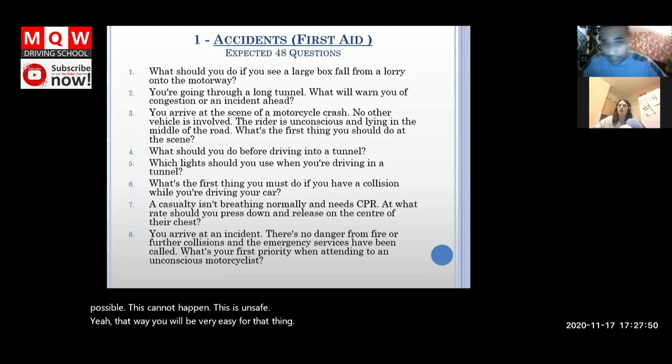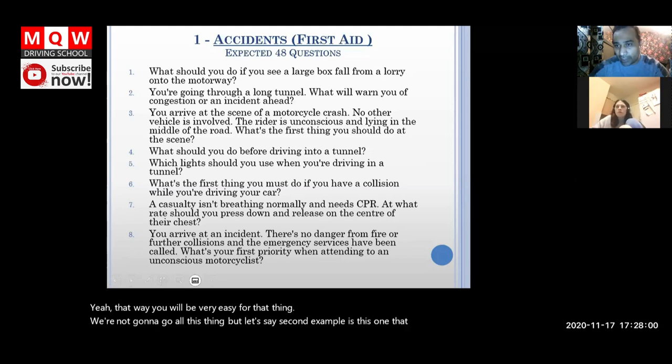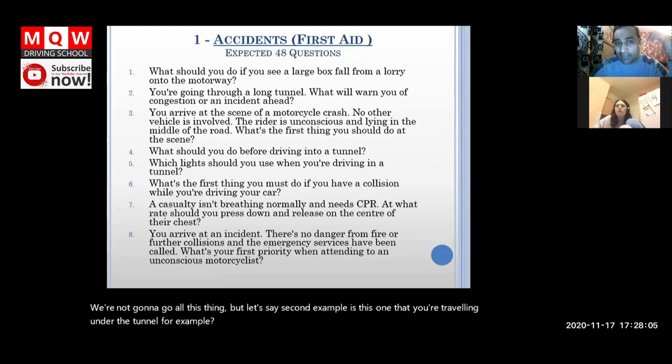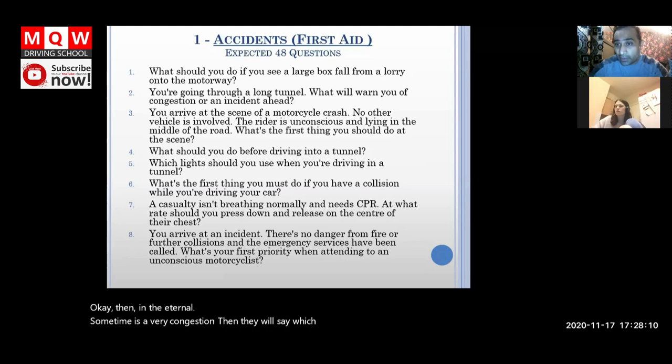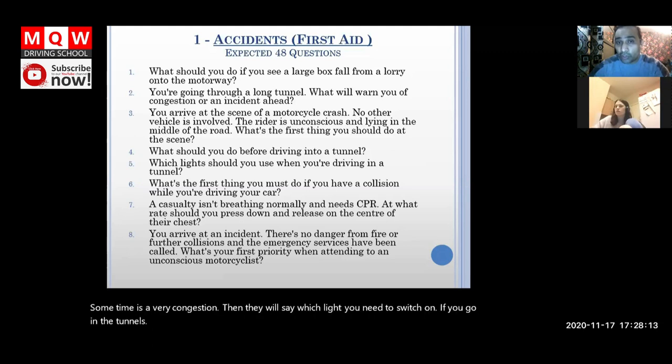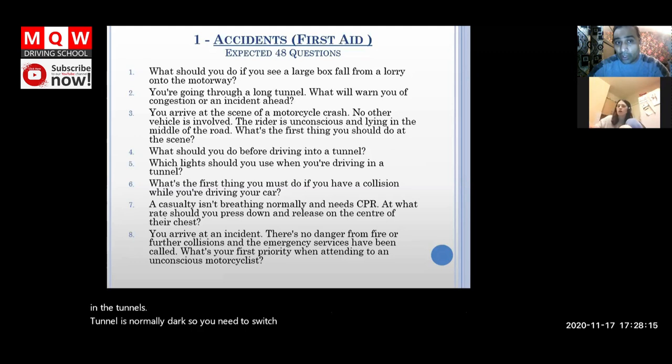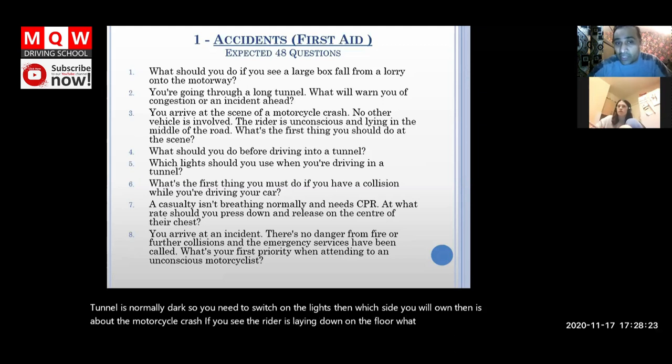Now, we're not going to go through all of this, but let's say the second example is this one, that you are traveling under the tunnel, for example. Okay? Then in the tunnel, sometimes there is a lot of congestion. Then they will ask which light you need to switch on if you go in the tunnels. Tunnel is normally dark, so you need to switch on the lights. Then which light will you turn on? Then there is one about the motorcycle crash. If you see the rider is lying down on the road, what help will you give the rider? Are you going to remove his helmet or not? If you do it, what can happen?